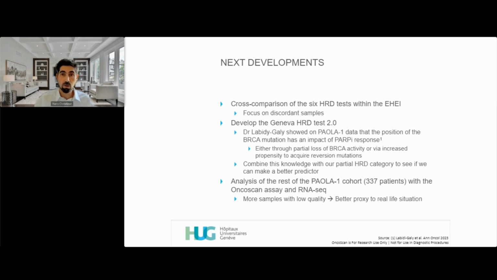of the PAOLA-1 cohort. So that's roughly 300 patients. And what is interesting is that these 300 patients are going to be of much lower quality, because all the high quality samples were selected for the ENGOT initiative. So that's going to give us a better proxy to a real life situation in terms of test failure.